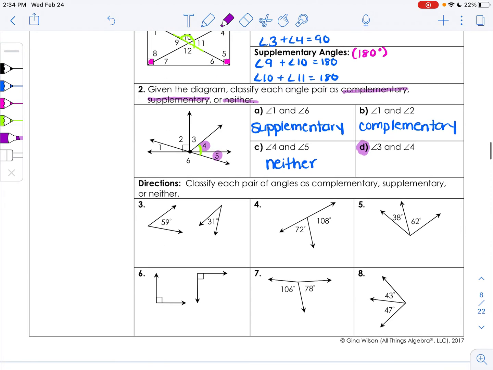In the next set, we're going to still practice classifying whether our two angles are complementary, supplementary, or neither. But we're going to add in their actual angle measurements. Number 3, if I were to add 59 plus 31, using our calculator, 59 plus 31 equals 90. And we know that 90-degree angles are complementary. So we can classify these two as complementary.